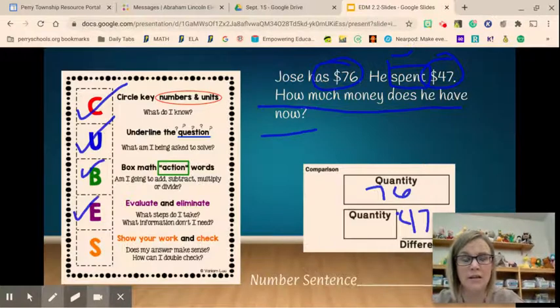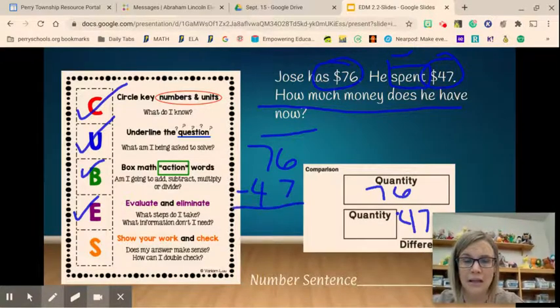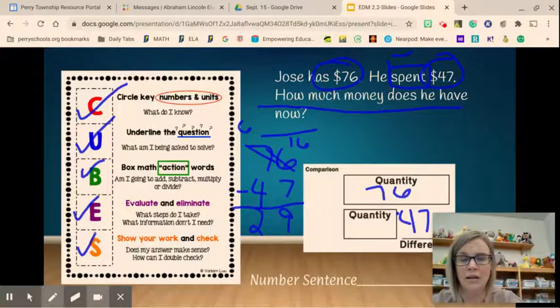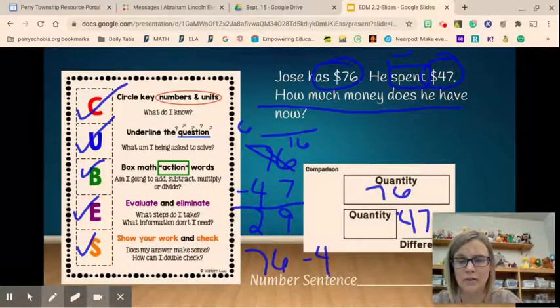So it says to show my work, I'm going to do 76 minus 47. I can't subtract 6 minus 7, so I have to go to the tens. And I'm going to carry the 10 over to make 16. And then I'm going to have 9. 6 minus 4 is 2. So my answer is 29. I also have to write my number sentence. 76 minus 47 equals 29.